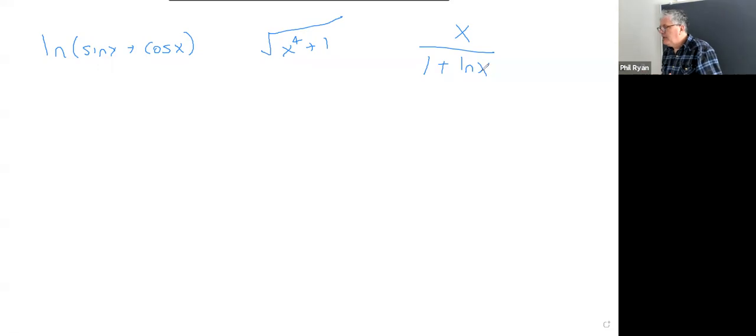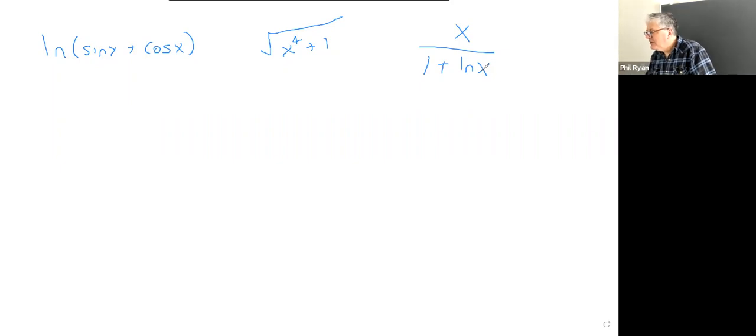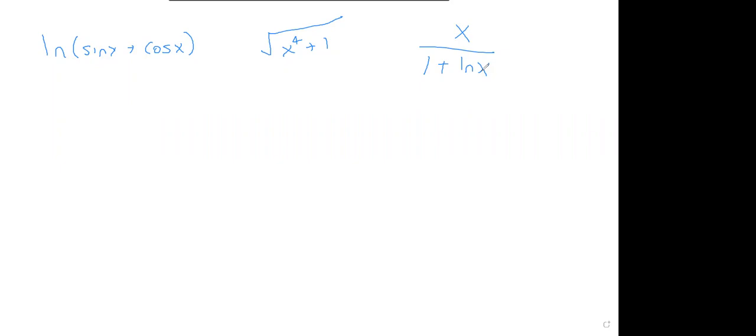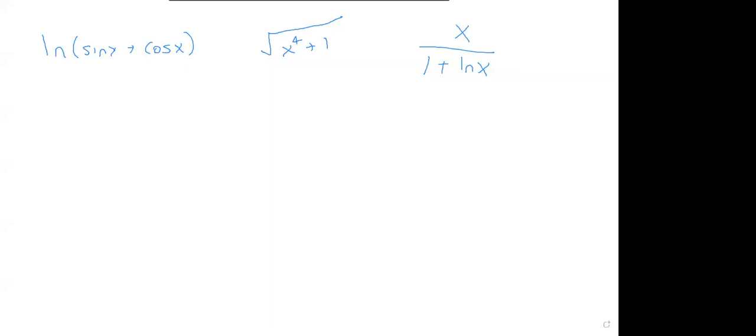So how should we handle this problem? What's the first thing we should be doing? Anyone got any idea? What rule are we applying? Eric? The chain rule. Yes, the chain rule. Thanks.